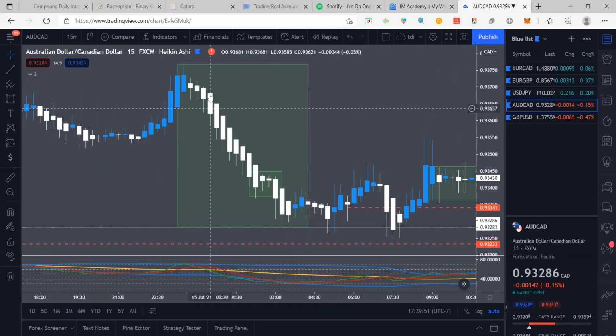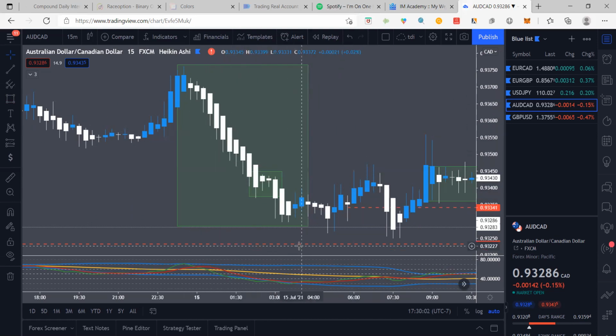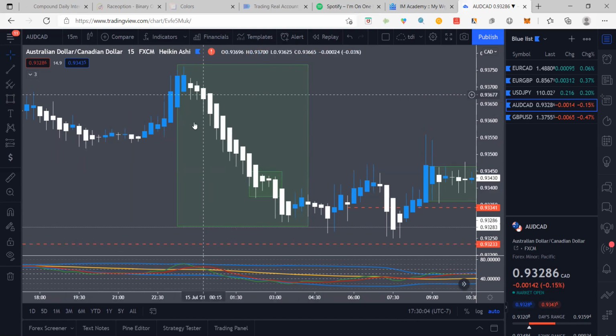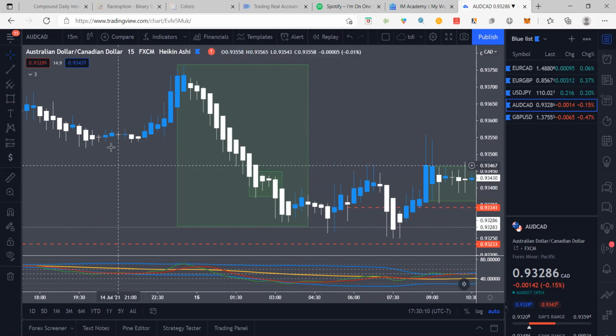All you need to understand: the longer the body, the stronger the momentum. The smaller the body, the weaker the momentum. The longer the wicks, the more noise is in there. The smaller the wicks, the less you've got to worry about. If you've got wicks on both sides, that's consolidation, so you're not trading it.